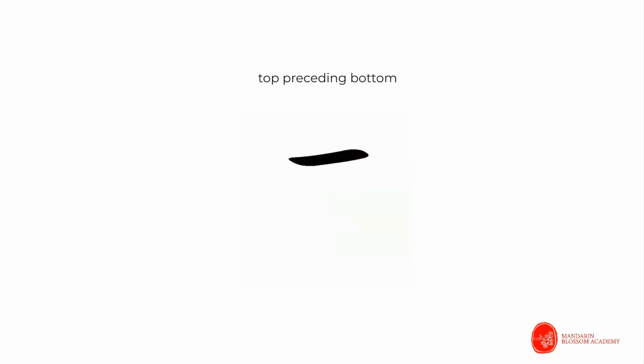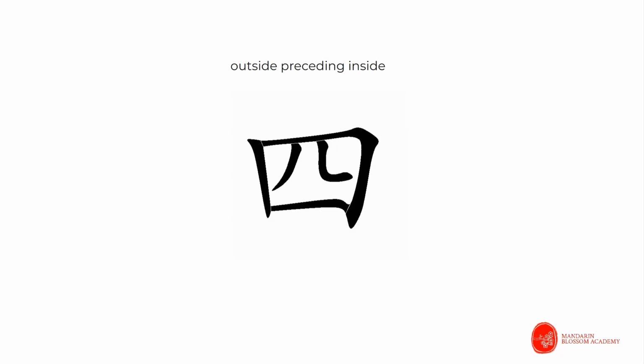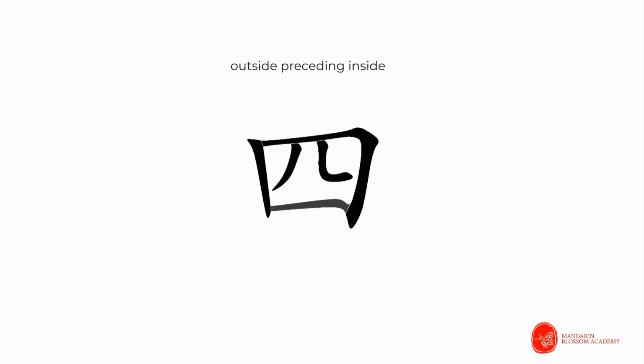What about this character? What does it mean? It is 三, it means 3. So you write from top to bottom. And this character is 几, it means how many. So you write from left to right. This character is 四. It means 4. So you write the outside first, and then inside, and then seal it at the end. Now you can trace it in the air or write it down.